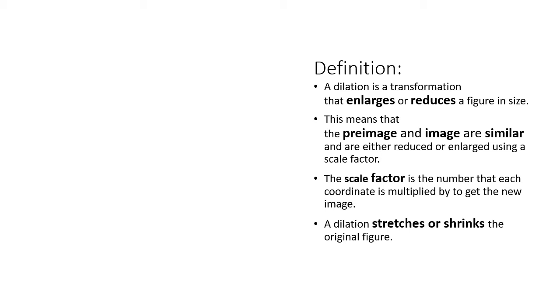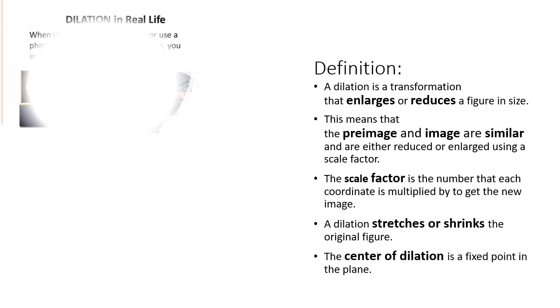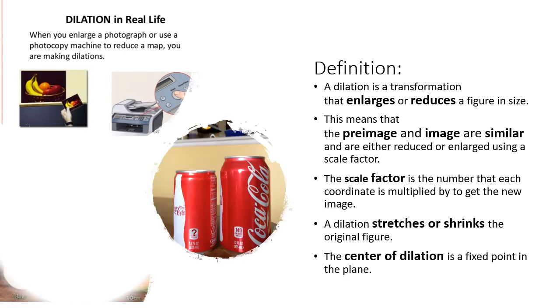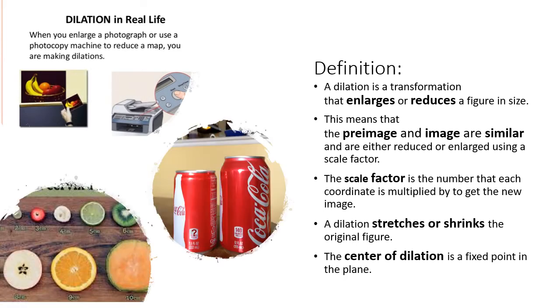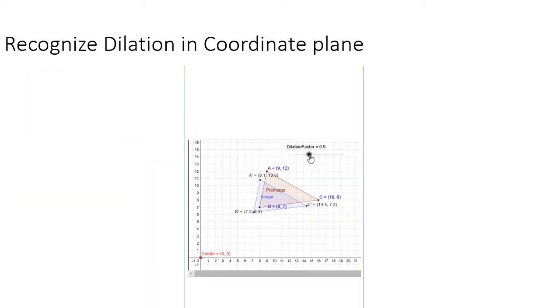A dilation stretches or shrinks the original figure, and the center of dilation is a fixed point on the plane that all the dilation goes towards. How can we recognize dilation? How can we say whether the image is being enlarged or being reduced?